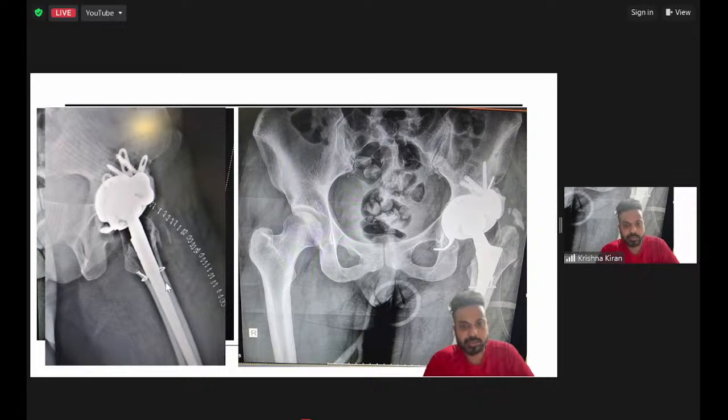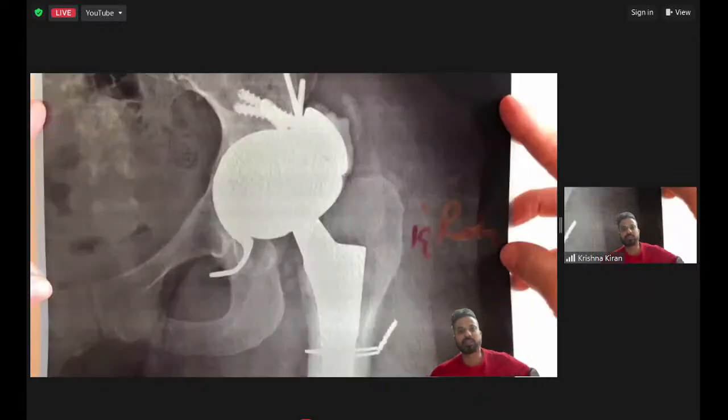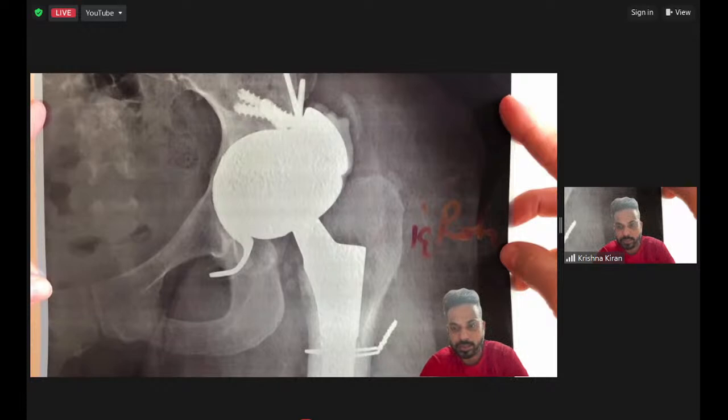And this is a follow-up at 10 months where everything has healed up. But the patient still is not happy with her surgery. She says that she read too much on the internet and she says, I need some shortening of the femur, this, that.